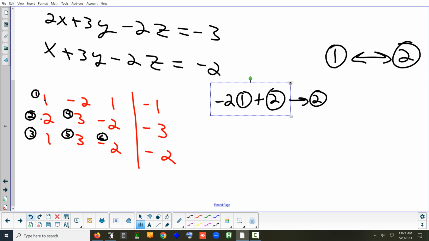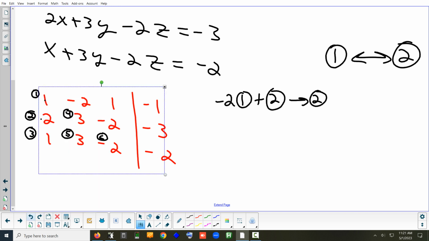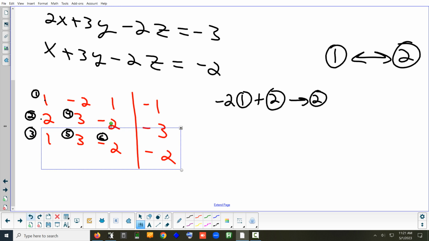I'm going to put it in the second row. Right, now we're going to do it again. We want to get a 0 in the spot that's labeled number 3. What would you have to add to 1 to make it 0? Negative 1. So I want to think about what I would have to multiply the top row by, so that when I add it to the third row, it makes that a 0.